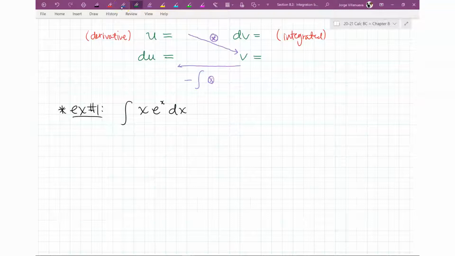Anybody know? Taking a derivative of either x or e to the x? Yeah, so it's going to be x, right?